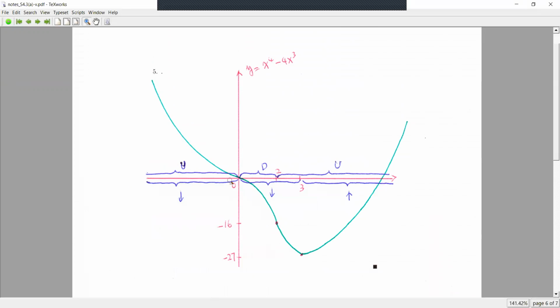From negative infinity to 0, decreasing, so I mark it down. From 0 to 3, decreasing, mark down the information. 3 to positive infinity, increasing.